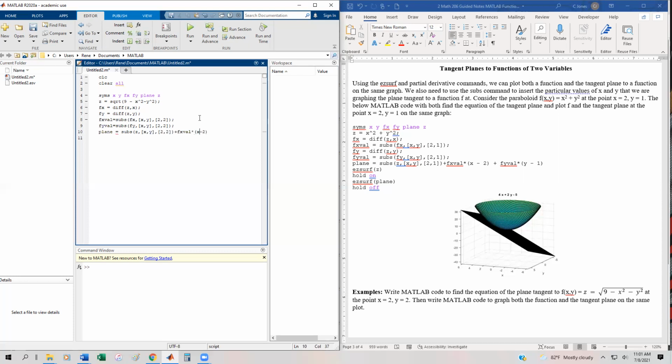So that's, remember, x minus x naught. In this case, x naught is really 2. And then we're going to do the same thing. We're going to have the fy val, and that's going to be times y minus 2.